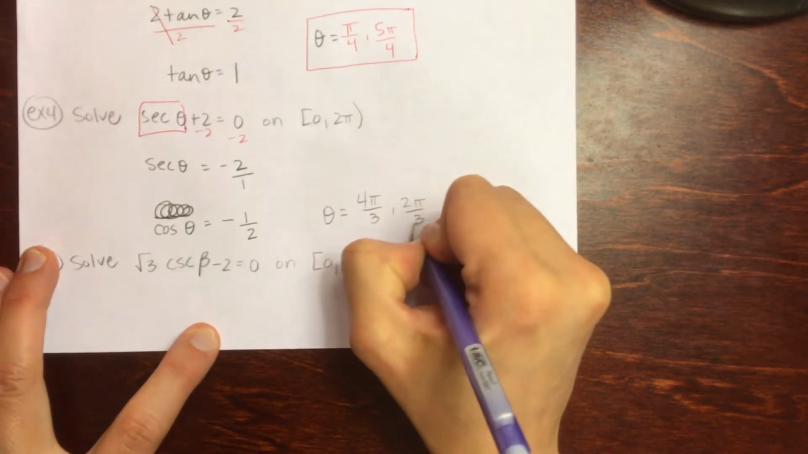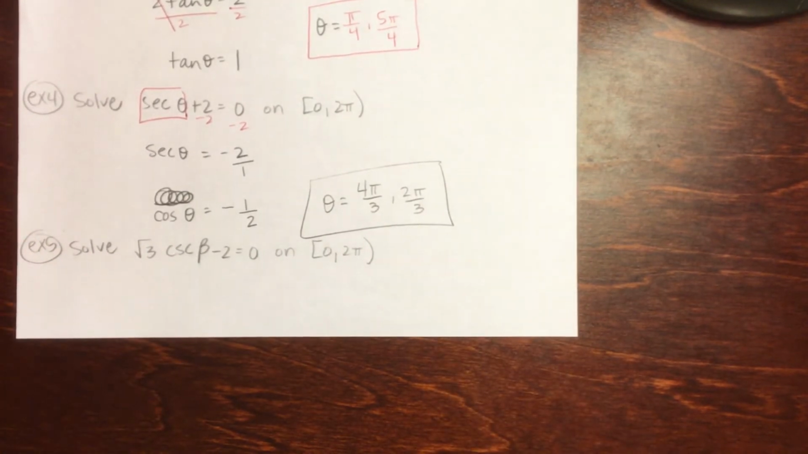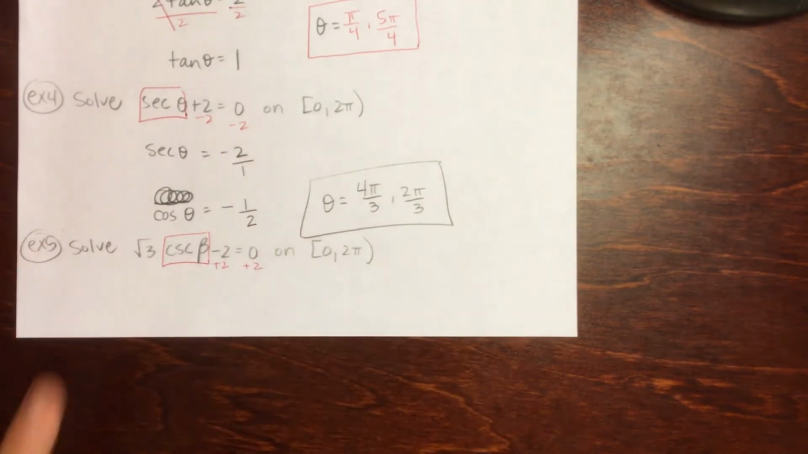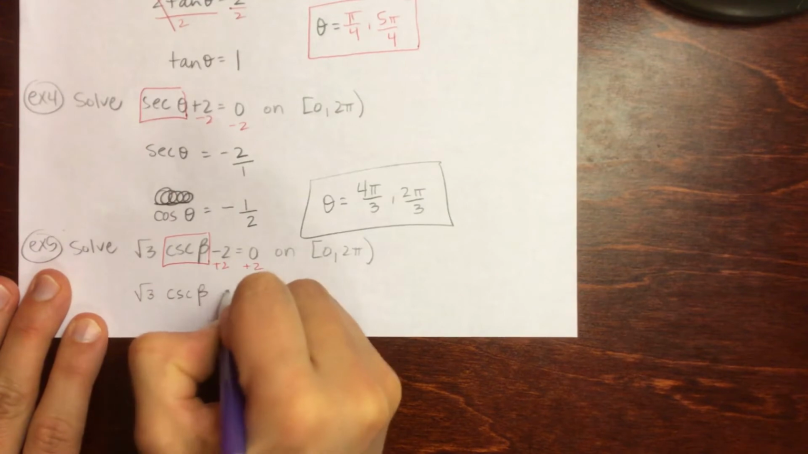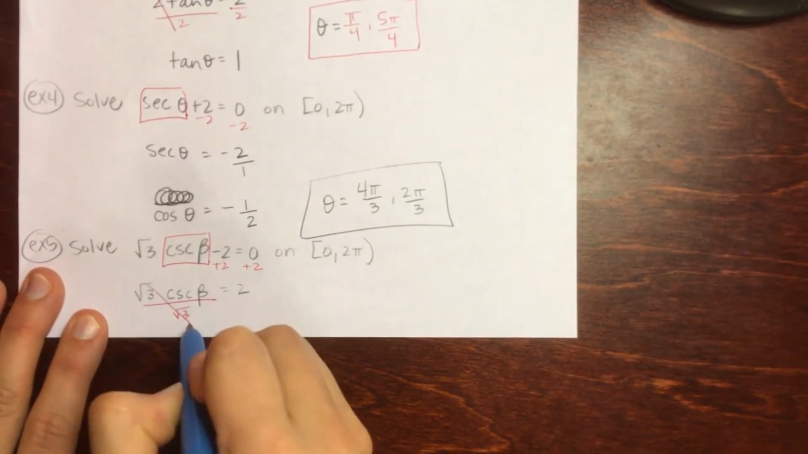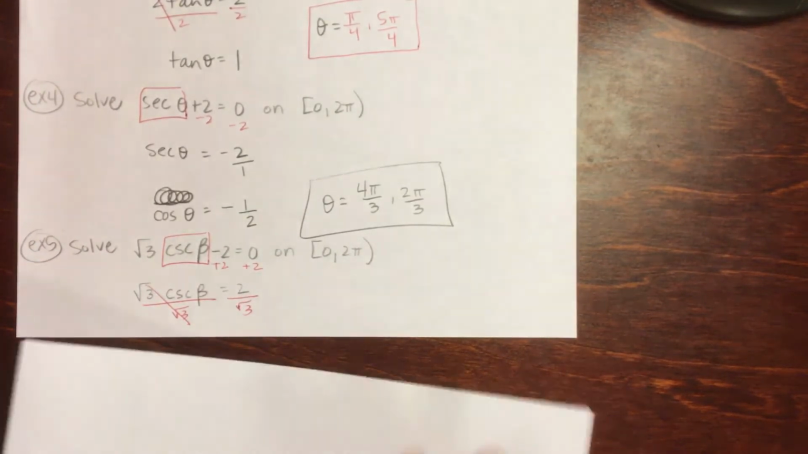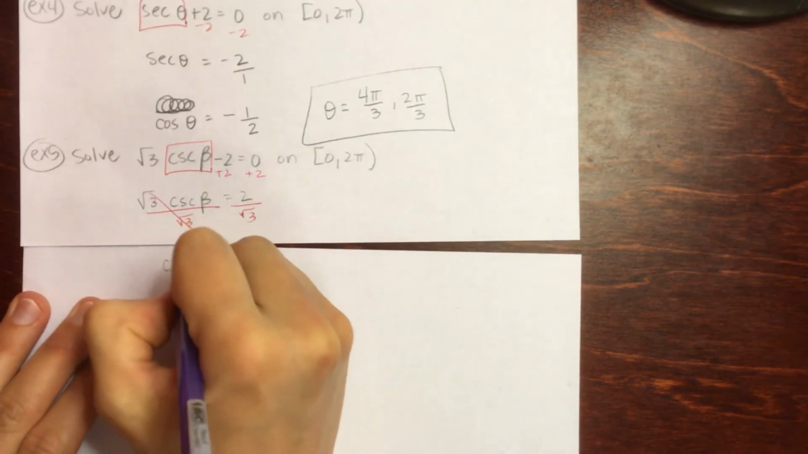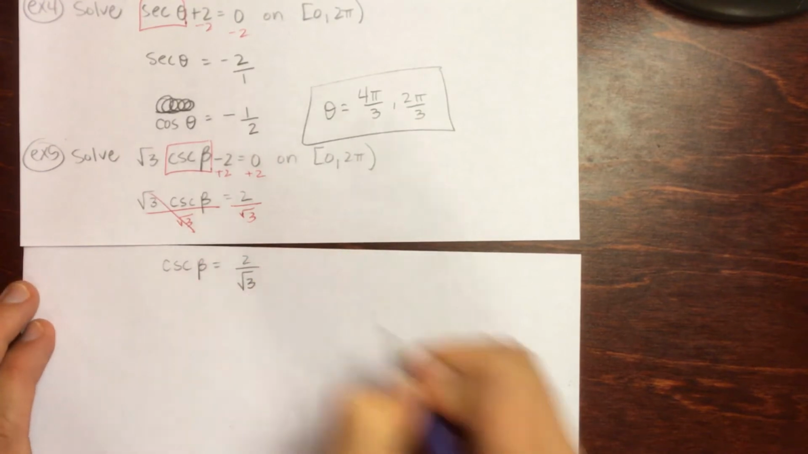All right, if that threw you for a loop, we're going to do one more example just so you have two examples of this. We're going to solve for cosecant. So I need to add 2 over to the other side, and then divide by √3. All right, so now let's figure out where on my unit circle is cosecant equal to 2 over √3.